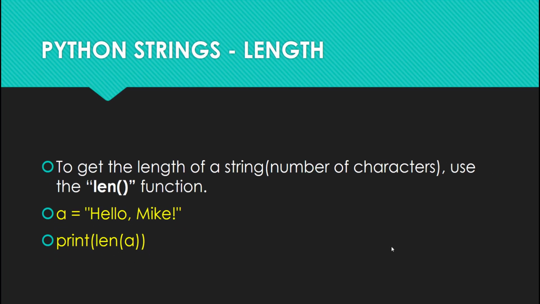So to get the length of a string, which is the number of characters of that string, we use the len function. So we'll print out the length of A to find out how many characters that variable has. So let's try that out.